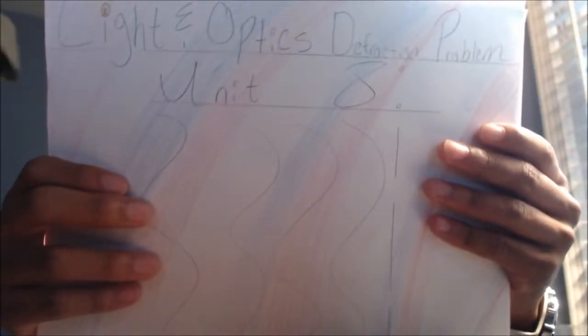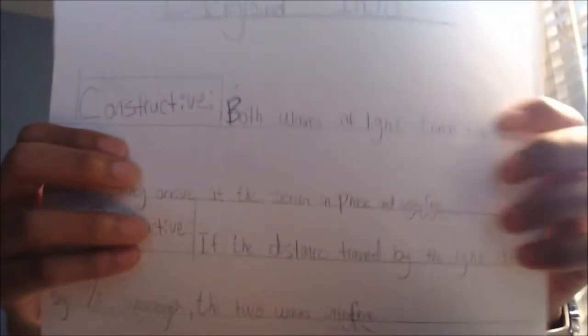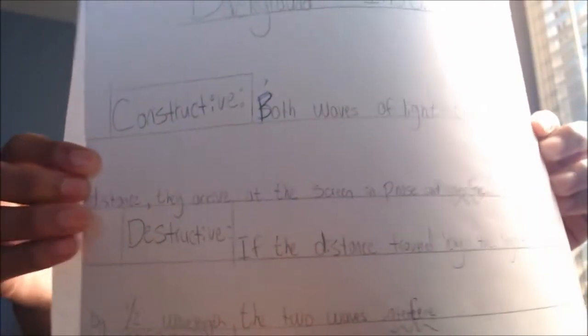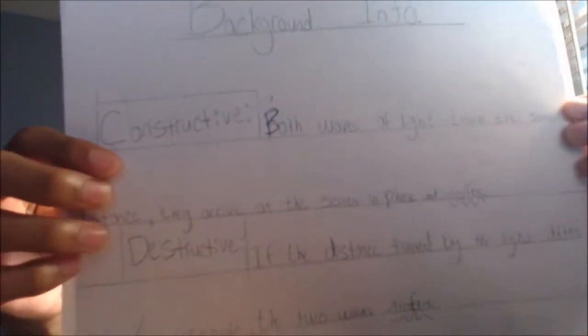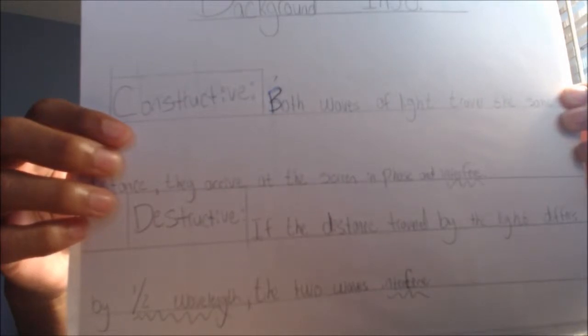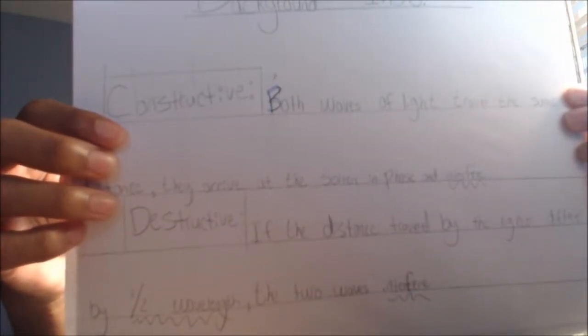This is the Unit 8 Light and Optics Diffraction problem. Background information. Constructive: if both waves of light travel the same distance, they arrive at the screen in phase and interfere constructively. Destructive: if the distance traveled by the light differs by 1/2 the wavelength, the two waves interfere destructively.